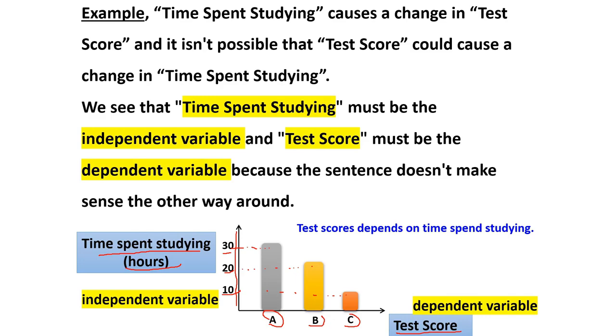So test score is considered a dependent variable because it depends on the hours students spend studying. So time spent studying causes a change in the test score, and it is not possible that the test score could cause a change in the time spent studying. We see that time spent studying must be the independent variable and test score must be the dependent variable, because the sentence doesn't make sense the other way.